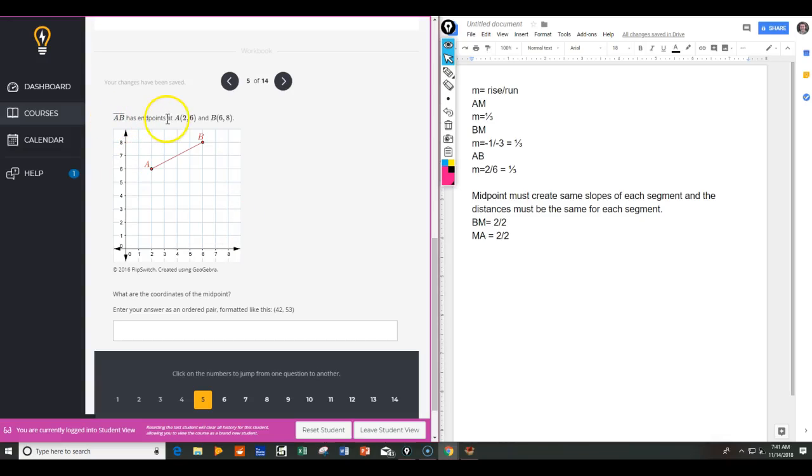Segment AB has endpoints at A (2, 6) and B (6, 8). What are the coordinates of the midpoint? Enter your answer as an ordered pair formatted like this: (42, 53).